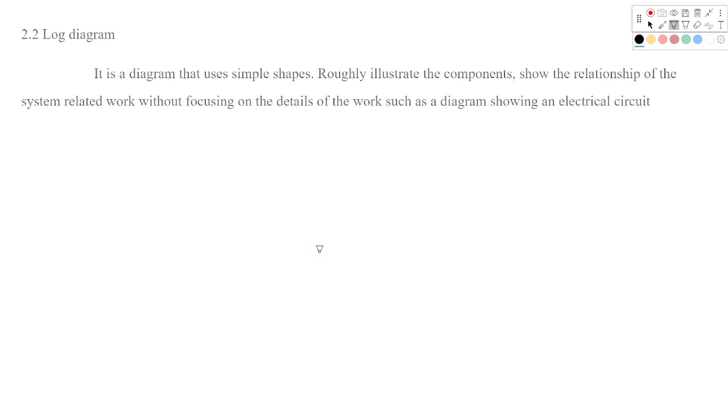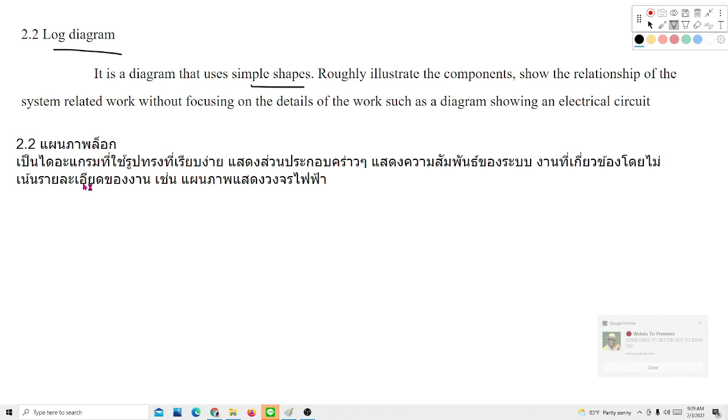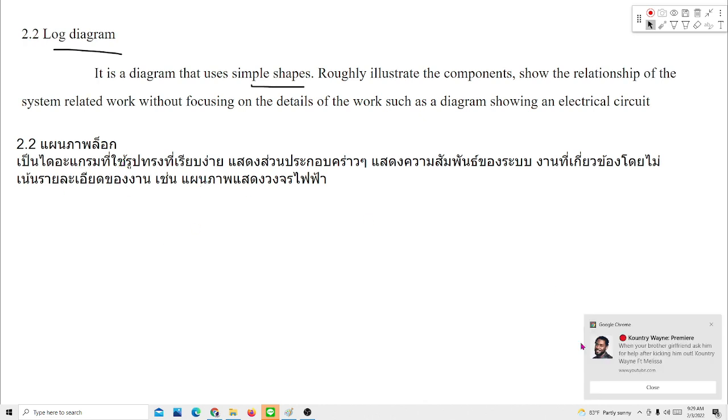Then let's move to the next step. We have the block diagram, and it's a diagram that uses simple shapes. It roughly illustrates the components, showing the relationship of the system related work without focusing on the details of the work, such as a diagram showing an electrical circuit. Now look at this. You can read it in Thai so that you can understand more, okay?